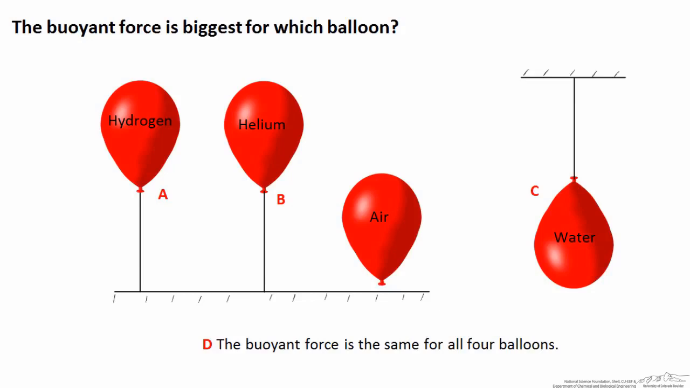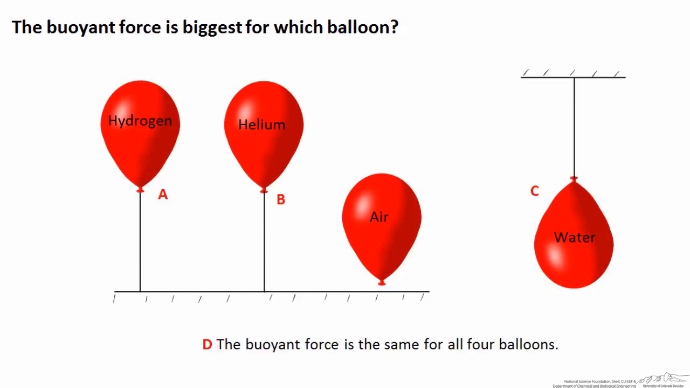For your reference, the density of helium is about twice as big as the density of hydrogen. The density of air is about 14 times bigger than the density of hydrogen. And the density of water is about 12,000 times bigger than the density of hydrogen.